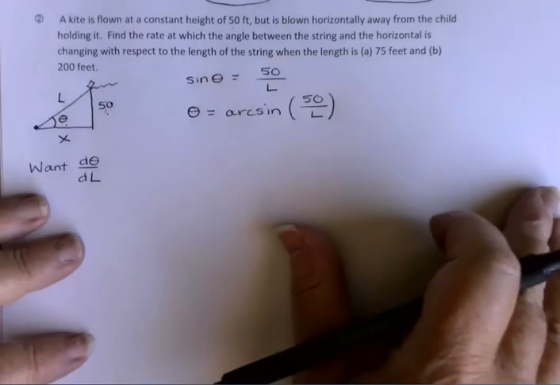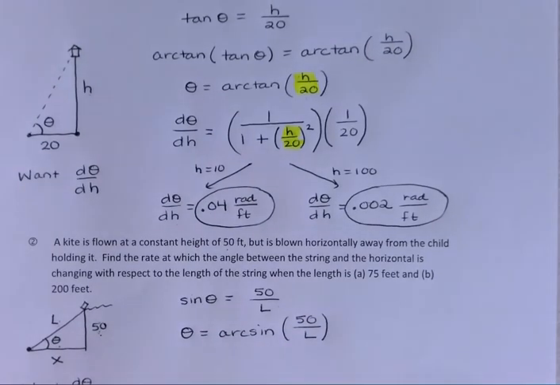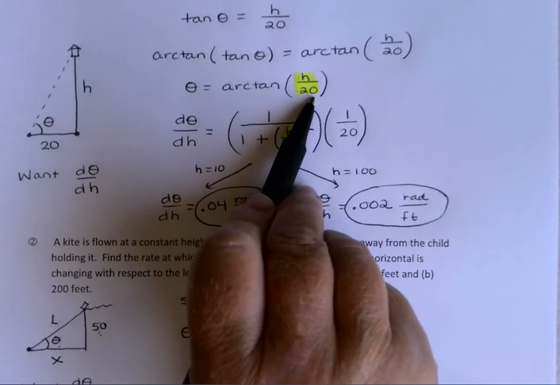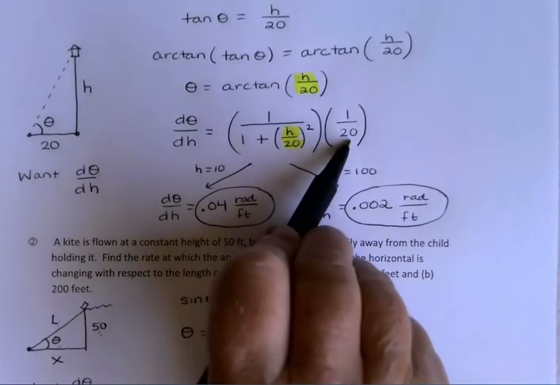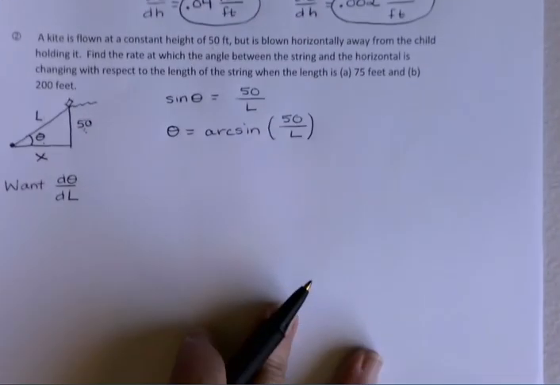Did you notice up here, when we did our derivative, the chain rule spot right here, the derivative of h over 20 was really simple, right? It was just 1/20th. And that's because that h was in the numerator. I have a disadvantage down here. With L in the denominator, the derivative of 50 over L is going to be a little bit more complex. It's going to just add complexity to my problem. So I'm going to say, I actually have another option.